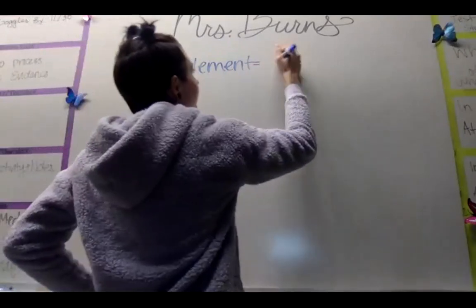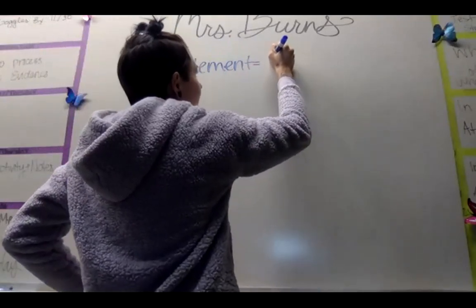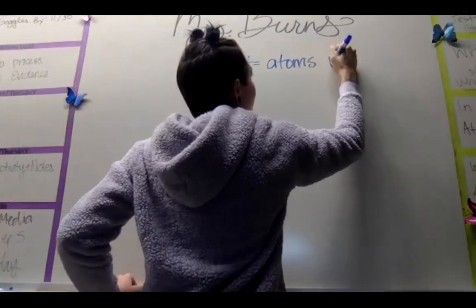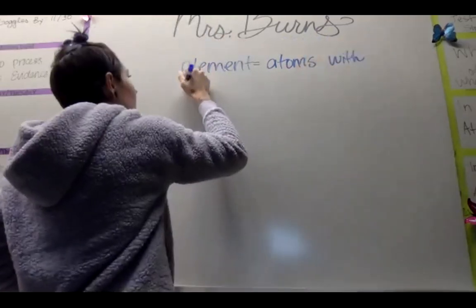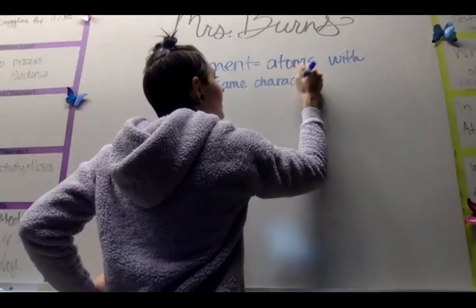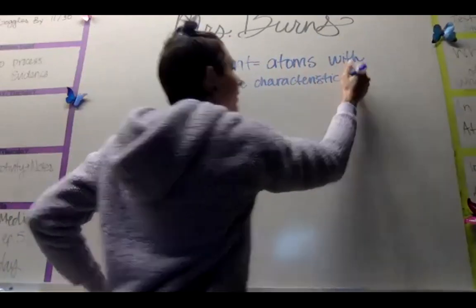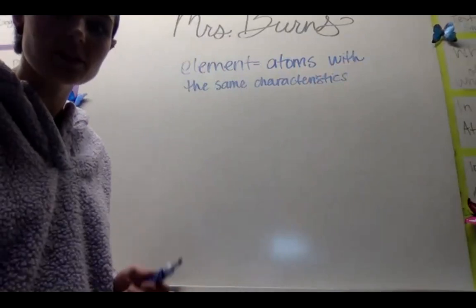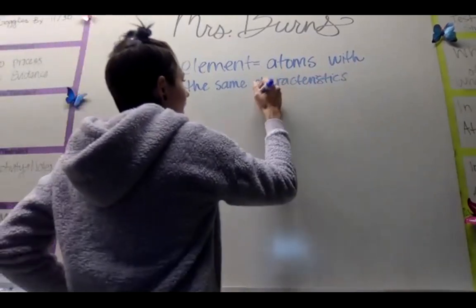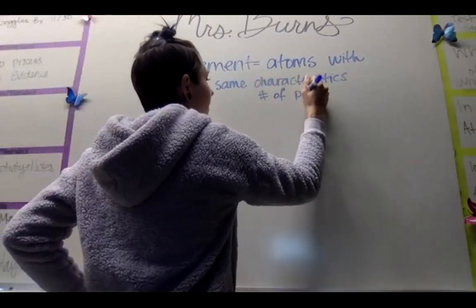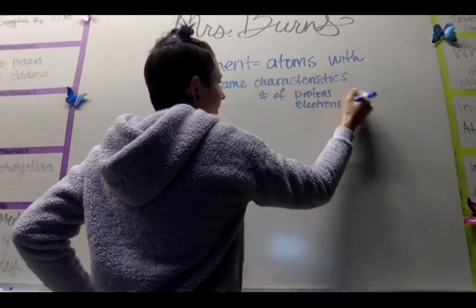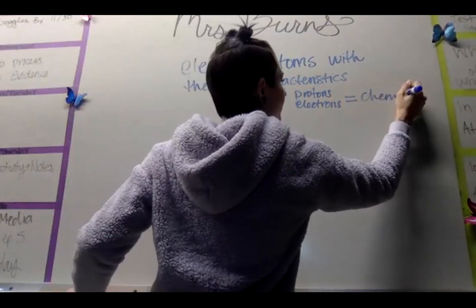So an element is... technically, an element is just atoms that have the same characteristics. If they have the same number of protons and electrons, then they have the same chemical behavior.